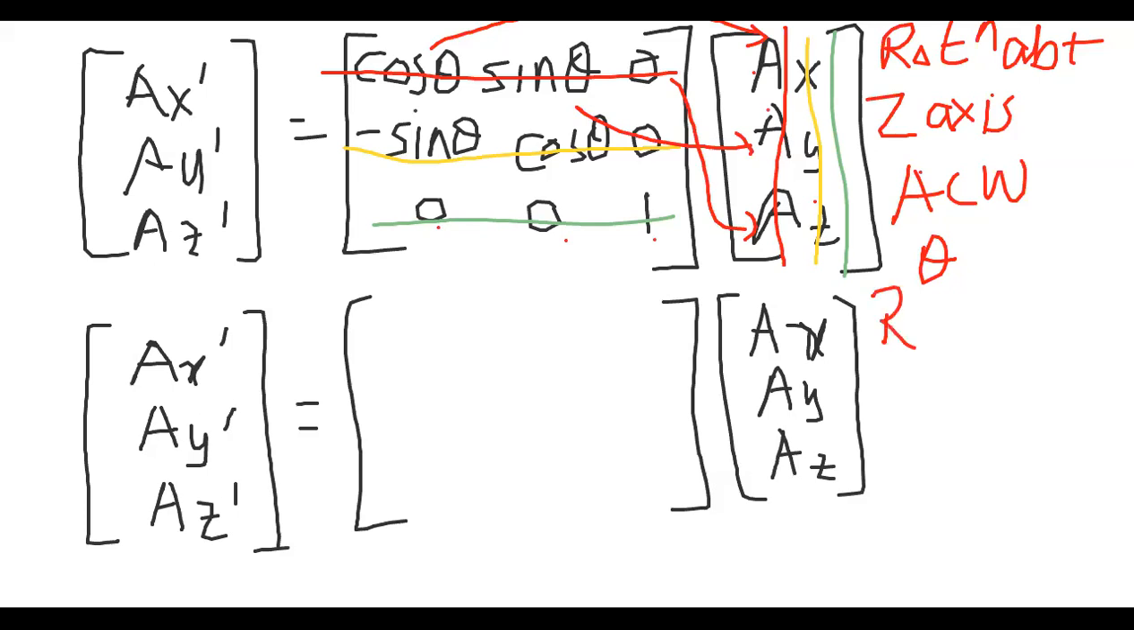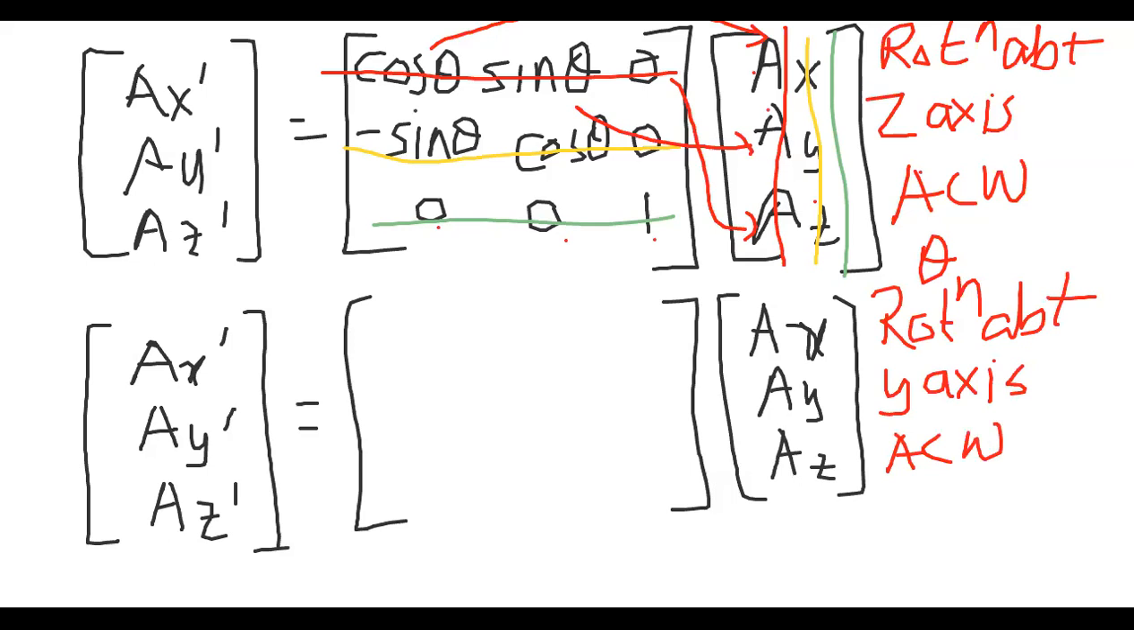This time we have rotation about y-axis, anti-clockwise. Now, can you tell me what the matrix will look like? What will be the elements of the matrix? So I'm rotating about the y-axis. Matlab ki y-axis ko change nahi kar raha hun. Y-axis ko pakad ke main x aur z-axis ko rotate kar raha hun.